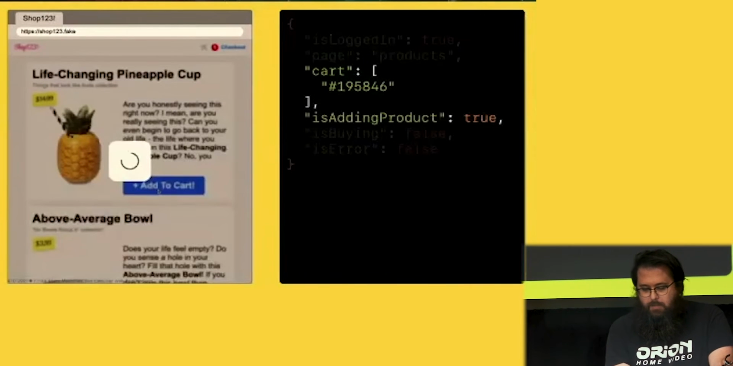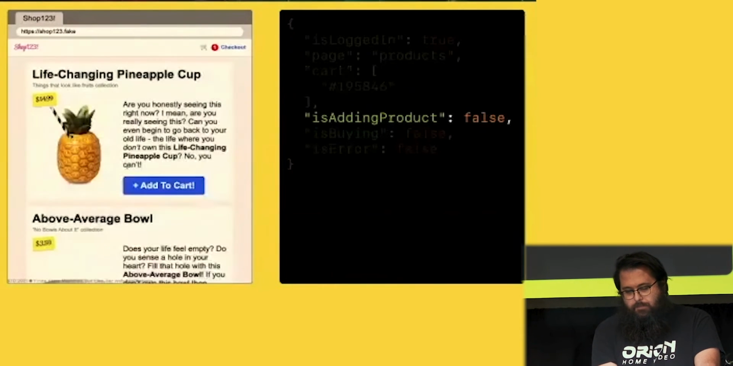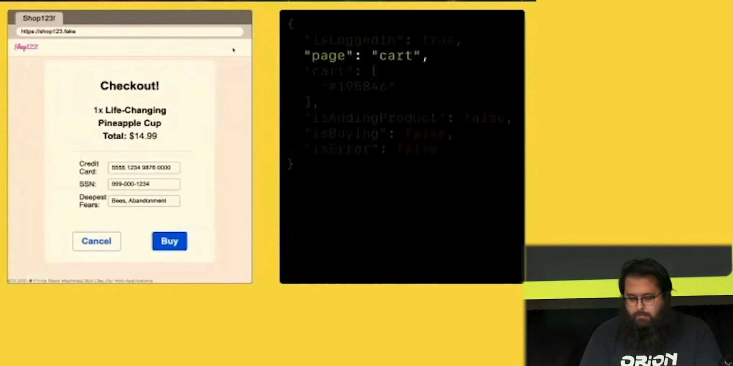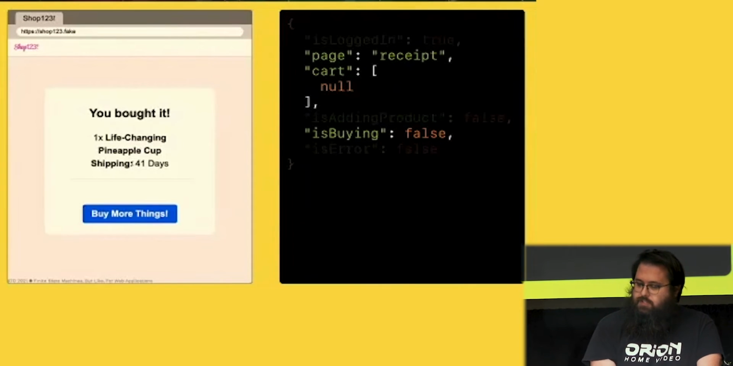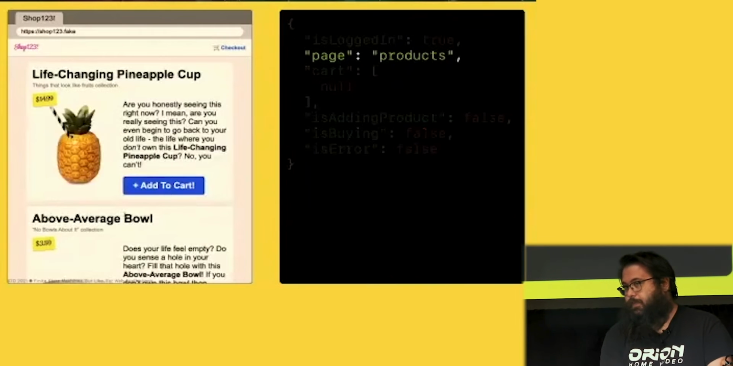So I'll buy our pineapple cup again. We see something's been added to the cart now, and is adding product is a flag we've set to true to indicate that we're waiting for the server to respond. It finally does. So the change here is adding product as false, but we do have something in the cart, so we see the indicator by the checkout button. So now we're on the cart page. We're going to click buy, and is buying is now set to true. And that goes through, so is buying is set to false. We're on the receipt page, and our cart is now emptied out. If we buy more things, we will go back to the products page.